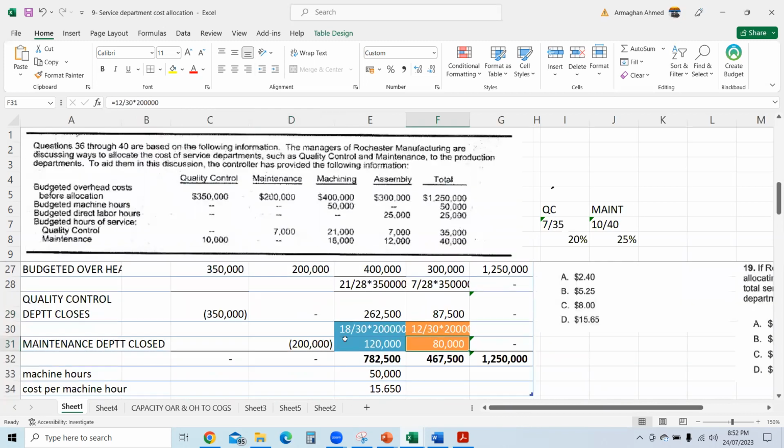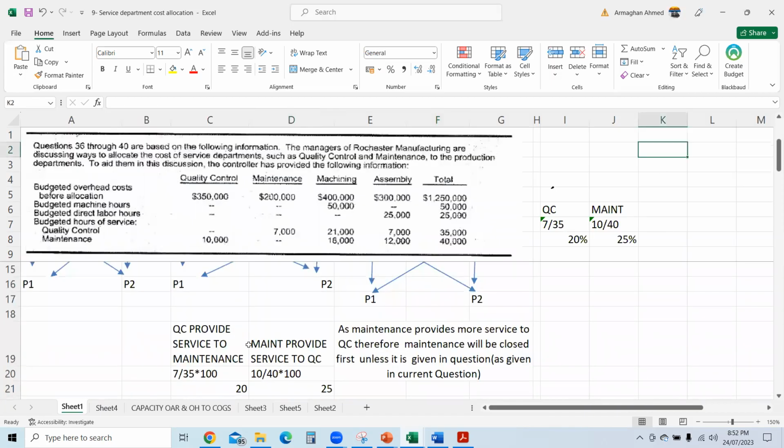So this is what we discussed, the direct method. Any confusion in the direct method? Any confusion?